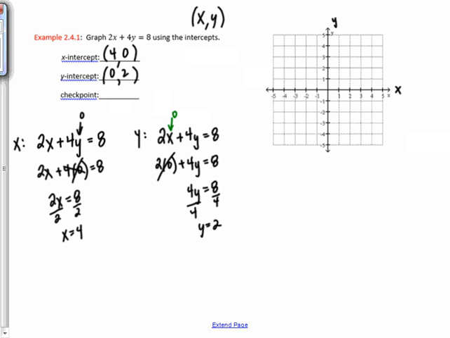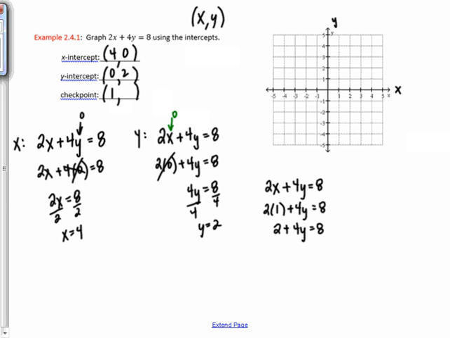Now, truly, that's all you need to do. You don't really need to do the checkpoint. But if you were required to, which I'm not going to require you to, what you can do is pick any number you want and plug it in for x. The easiest one to do is 1 and see what y is, but I wouldn't worry with this step too much. So let's do the checkpoint. What we're going to do is plug in a 1 for x and see what y is. You just want to make sure they're all falling in line.